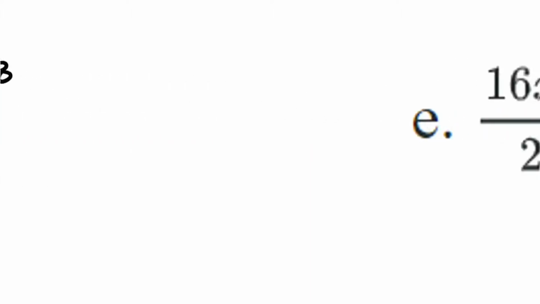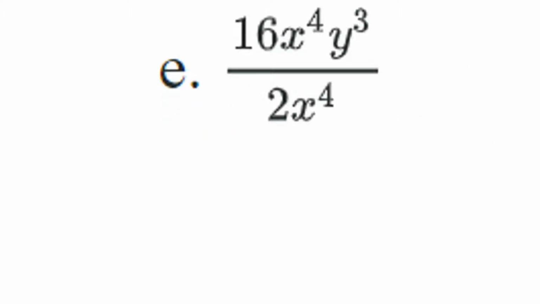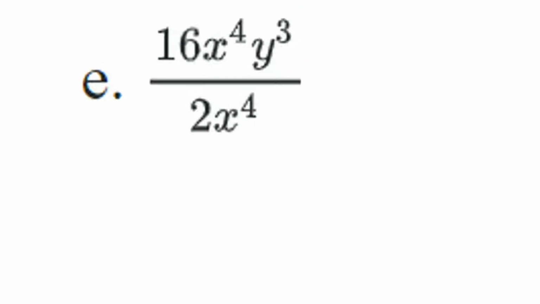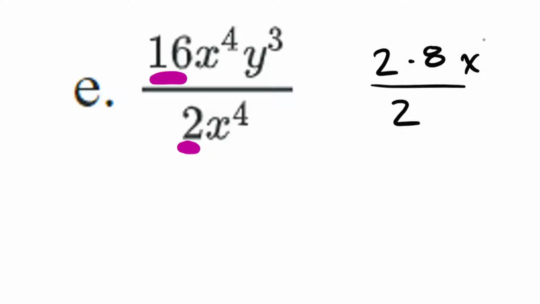For E, ooh, that's nice. In our numerator, we've got a 16 and the denominator is a 2. I think it would probably be nice to write this as 2 times 8, and then I'll write the over 2. So I'm just taking care of this one part first. There's the 16 and the 2. So that's taken care of. And then I have, nicely, x to the 4th power in both the numerator and denominator, right? So that's going to form a 1.